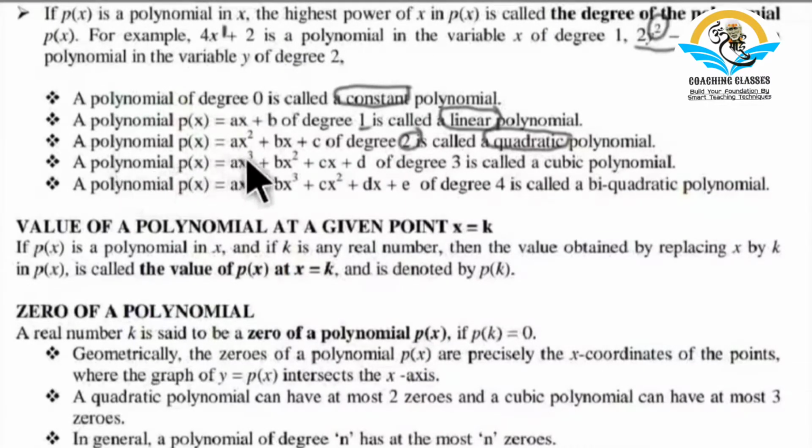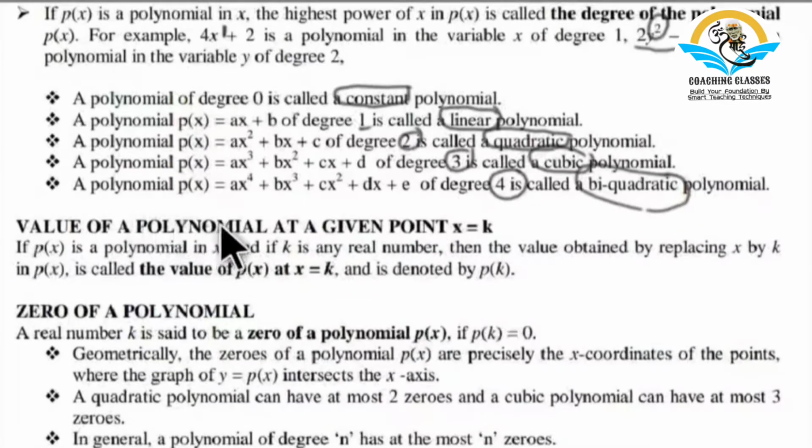Next, a polynomial ax cube plus bx square plus cx plus d is called a cubic polynomial. Why? Because the highest power, that is the degree of this polynomial, is 3. Next, a polynomial p(x) given as ax power 4 plus bx cube plus cx square plus dx plus e is called a biquadratic polynomial, because the highest power of this polynomial is 4.